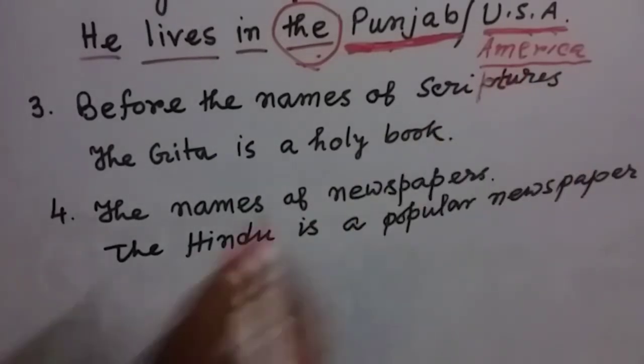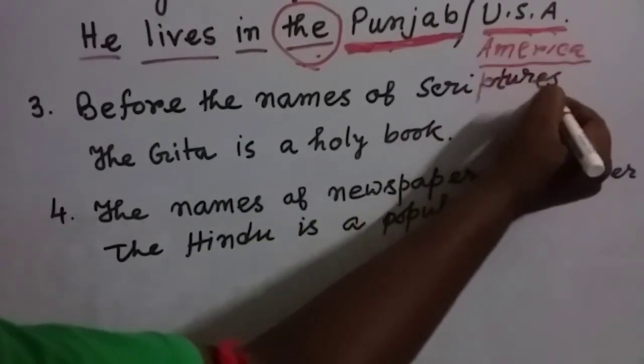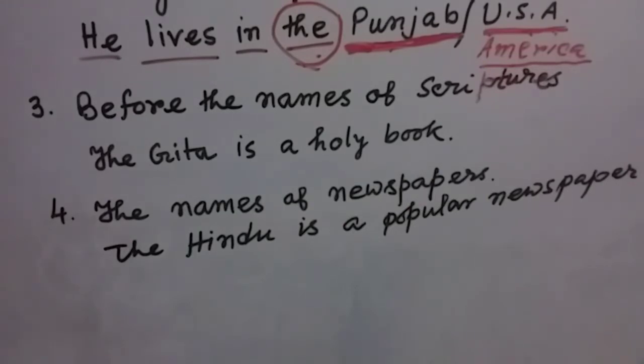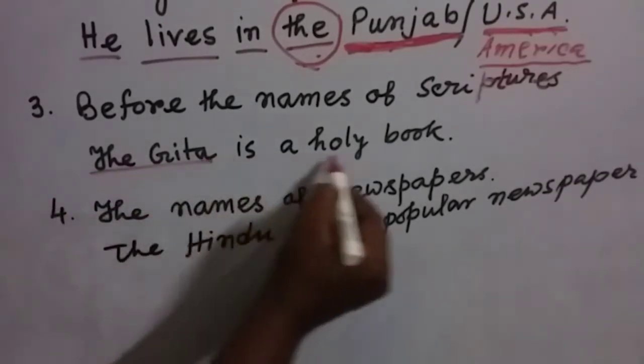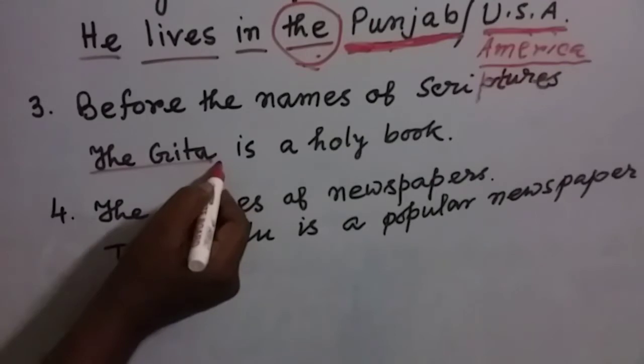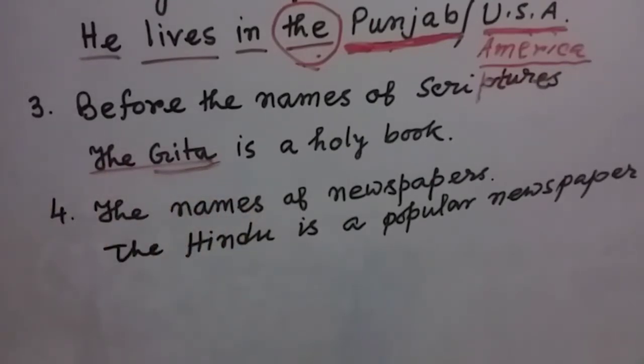Before the names of scriptures. Scriptures here means, my dear friends, you can say the epics, or you can say the holy books of different religions. Just like this one, let's look at this example. The Gita is a holy book. So Gita is one of the scriptures of the Hindus.